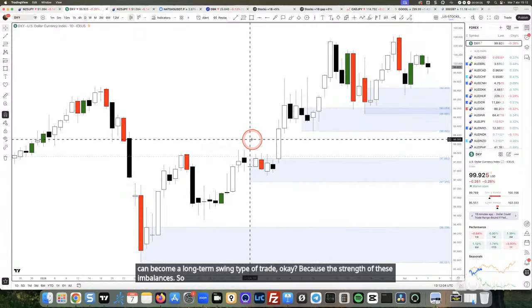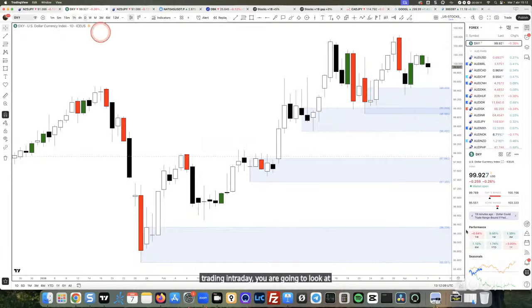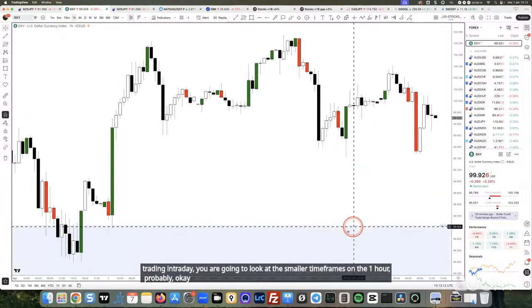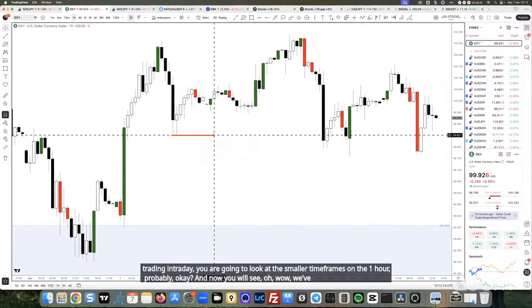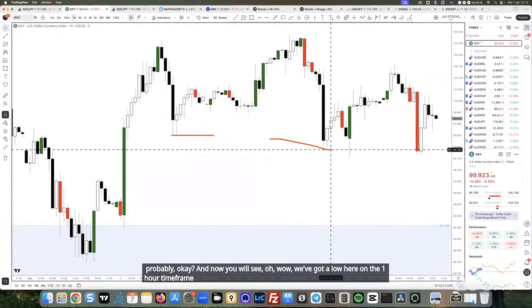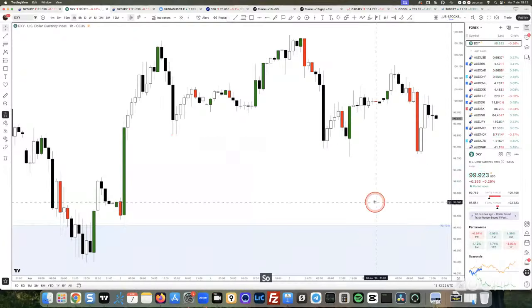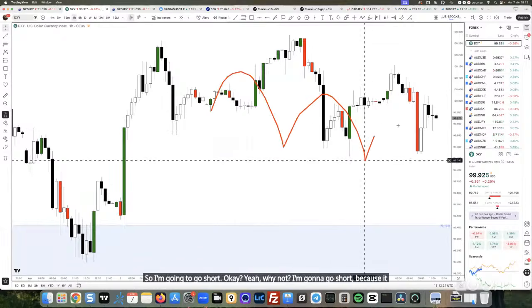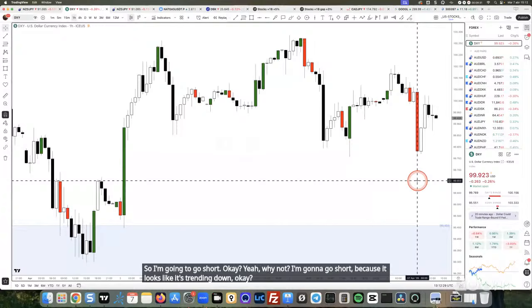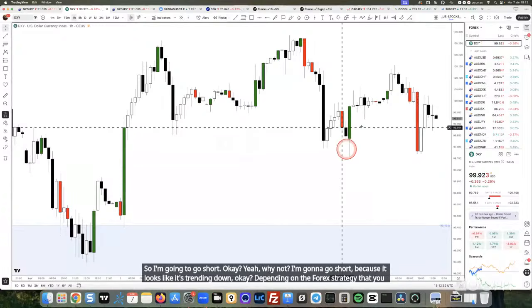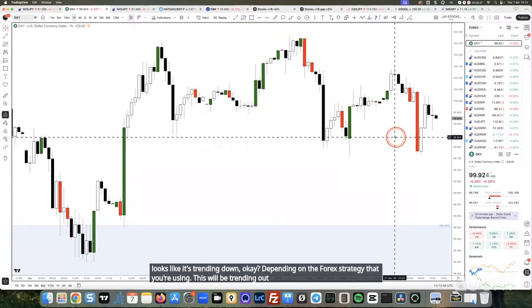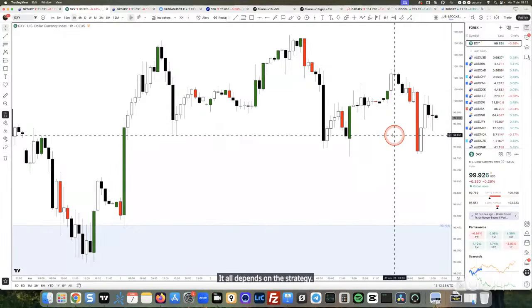If you are trading intraday, you are going to look at the smaller time frames, the 1 hour probably. And now you will see, oh wow, we've got a low here on the 1 hour time frame on the dollar index, another low, trying to print another low. So I'm going to go short. Yeah, why not? I'm going to go short because it looks like it's trending down. Depending on the Forex strategy you're using, this will be trending down or consolidating. It all depends on the strategy, but this is a 1 hour.